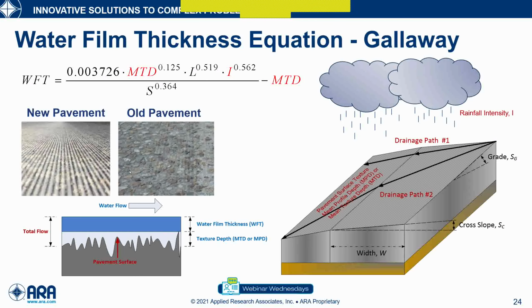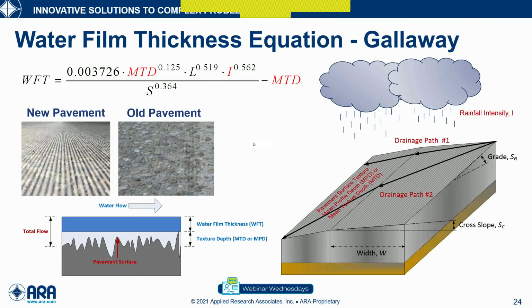So here's the equation for the Galloway water film thickness, and as you see here, it is quite a complicated nonlinear equation with a few inputs such as the MTD, which stands for mean texture depth. We have L, which is the drainage path, I, which is the rainfall intensity, and S, which is the total slope. And among these inputs, the MTD and the rainfall intensity are direct inputs, and the drainage path and the total slope are what we call intermediate variables that need to be calculated from the remaining inputs.